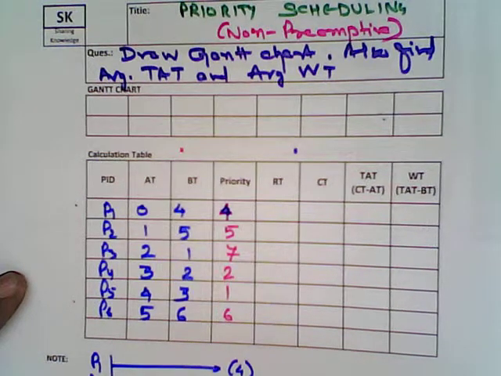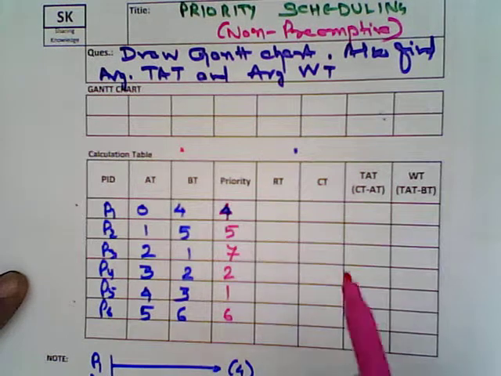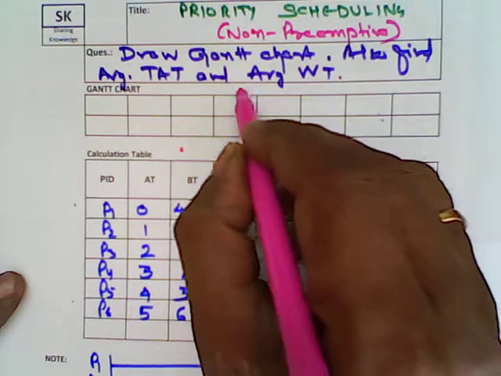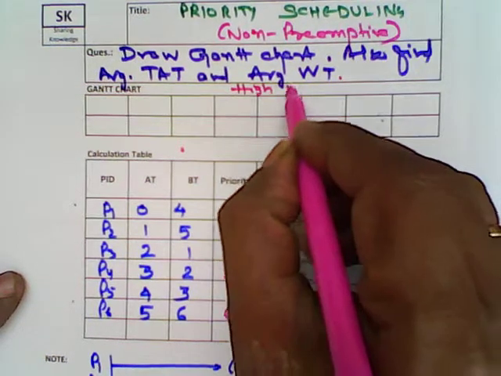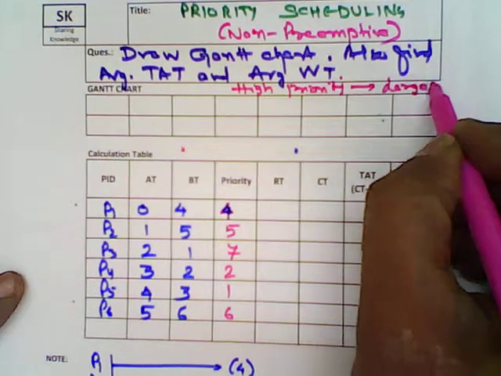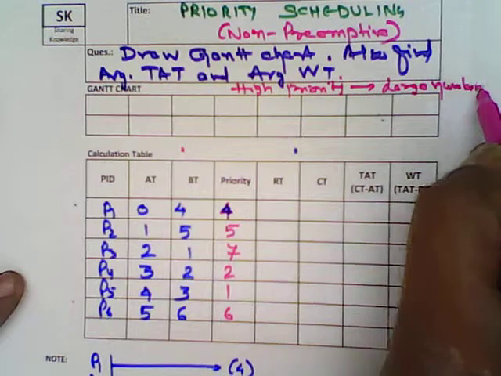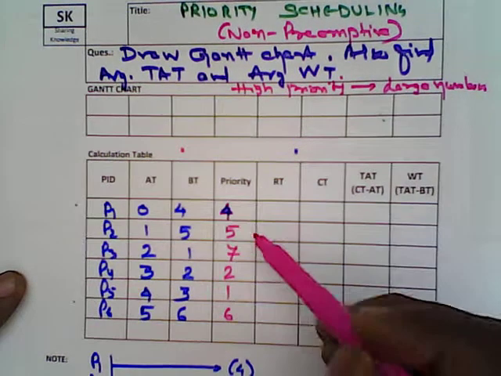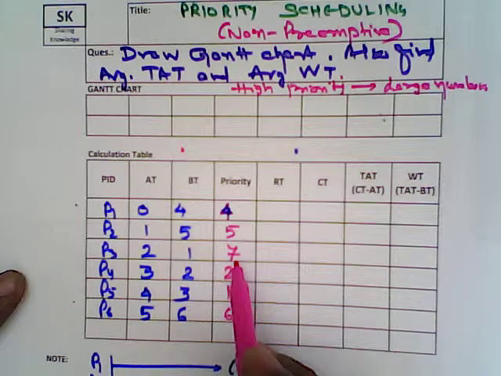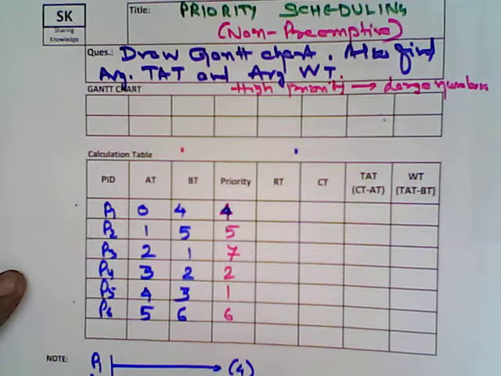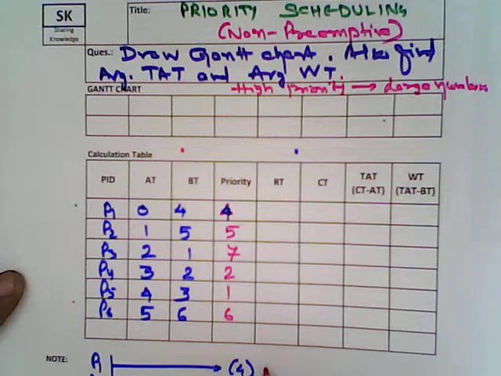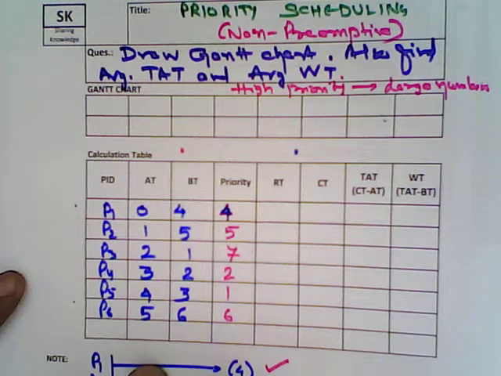Apart from that, if you see the priority, let me put this in the question with the additional condition that high priority is the larger number. That means the highest priority is 7. So if 7 is there, then we will give this one the highest priority. P1 has to be processed first, you have nothing to do with the numbering. P1, the first process, will go.